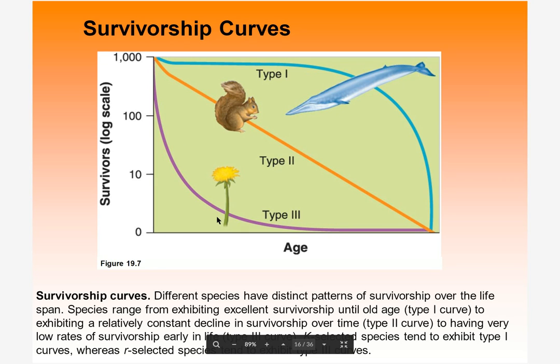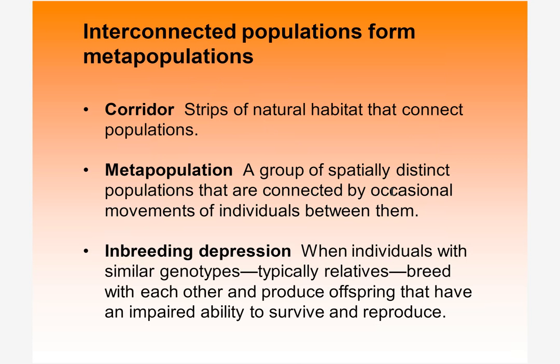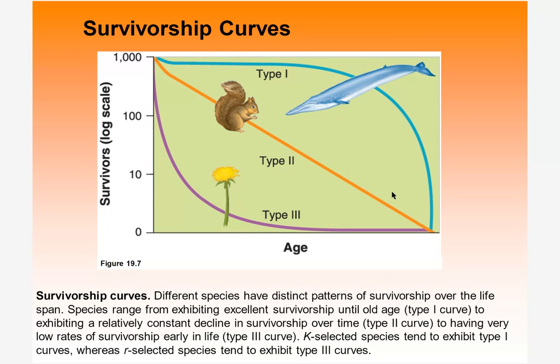And then type 3 tends to be R selected because there's lots of early death for type 3. So, I have mosquitoes and dandelions, and they have a picture here as an example. Apparently, squirrels are type 2. So that's it. I just wanted to rip through that fairly quickly with you guys, just to refresh your memory about those different types of survivorship curves.